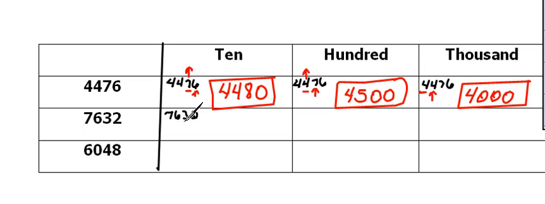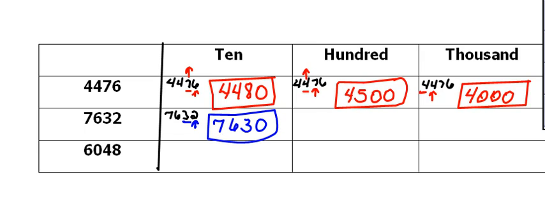So if I look at the tens position, that would be this 3. We have to look one place to the right, which would be the 2. This is not a round up. If it had been 5 or more, we would round up, but this is not. So the 3 is going to stay as a 3. So we have 7, 6, 3, and everything behind it becomes a 0.